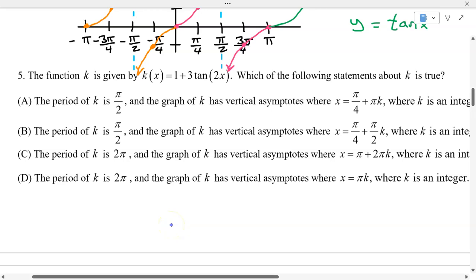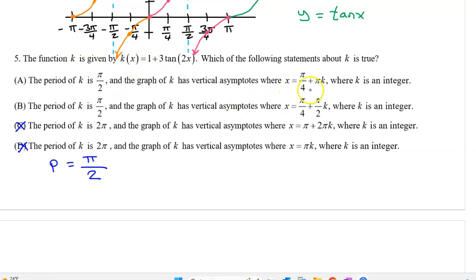Number 5. The function k is given by k of x is equal to 1 plus 3 times the tangent of 2x. Which of the following statements about k is true? Well, first I see that they are mentioning the period. So we can narrow it down by finding the period of this function. We know that the period is going to equal pi divided by the b value for a tangent function. The b value is 2, so the period is pi over 2. That corresponds to options A and B, so C and D are out.